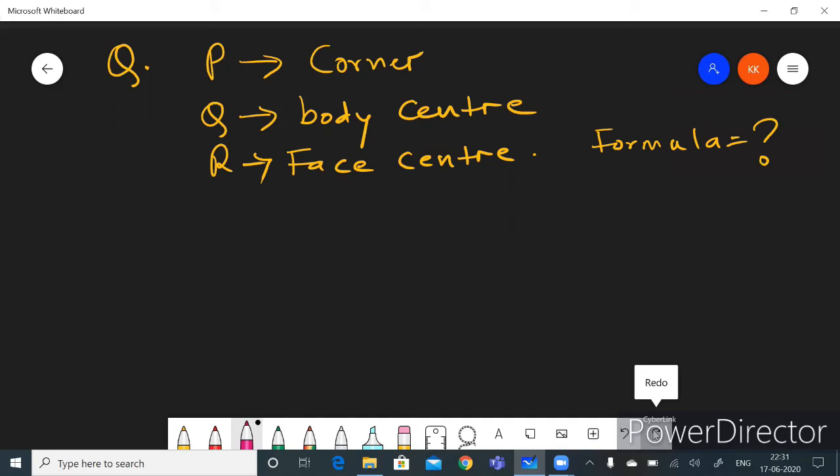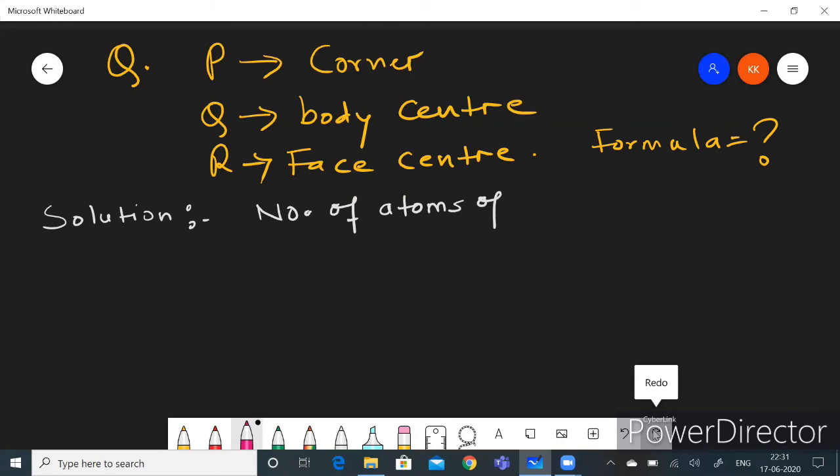Let us see the third example now. We have P atoms at the corners, Q atoms at the body center, and R atoms at the face center. Find the formula. So first, number of atoms of P. P is at the corners, so corner contribution is 1 upon 8 into number of corners is 8. So we get the total answer as 1. So the number of atoms of P will be 1.